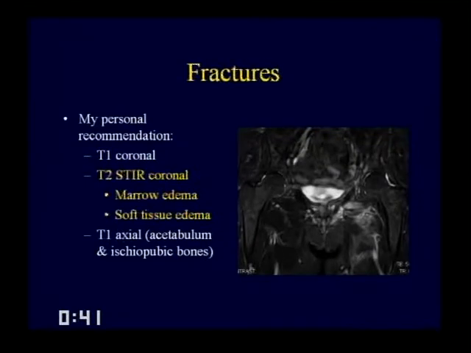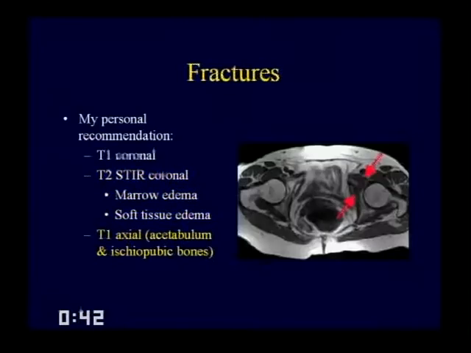of bone marrow edema, like up here in the acetabulum, and down here in the left ischium, as well as soft tissue edema, which we'll talk about in a little bit, some strain of your adductor muscles, which can be painful, and then get your T1 axial images to look for those acetabular fractures, as you see here, and compare it to the other side. And the ischiopubic bones, I find, are much better evaluated on the T1 axial images.